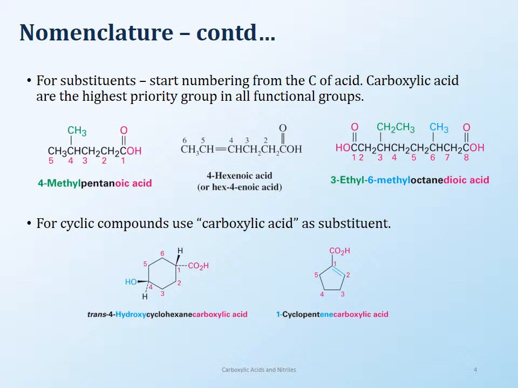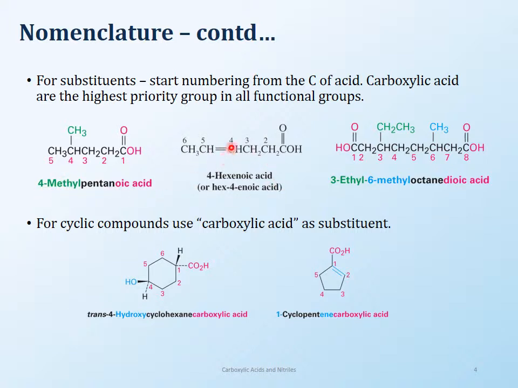So for the naming, if you have larger structures, then you will start the numbering from the carboxylic acid. That's the highest priority group. And then you will number along the longest chain, as usual. In this case, 5 is the longest chain over here, so that's pentanoic acid. And on the 4th carbon, there is a methyl group. So that's 4-methyl pentanoic acid.